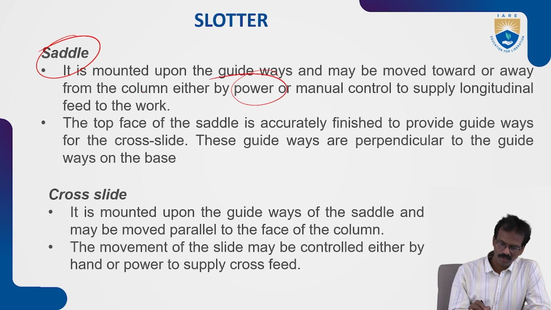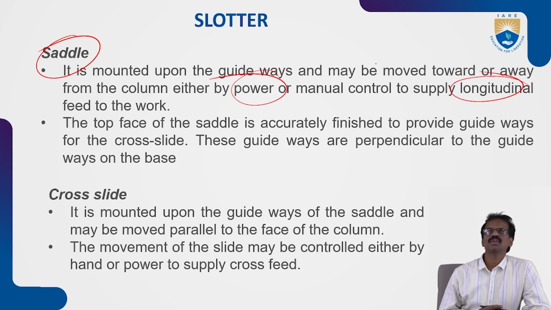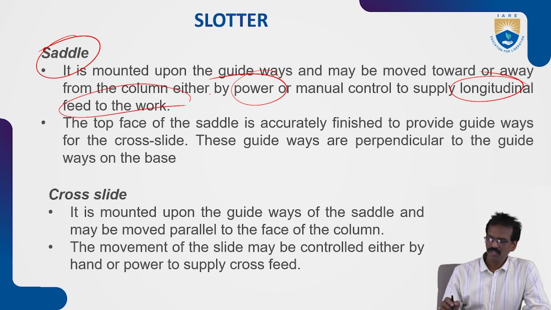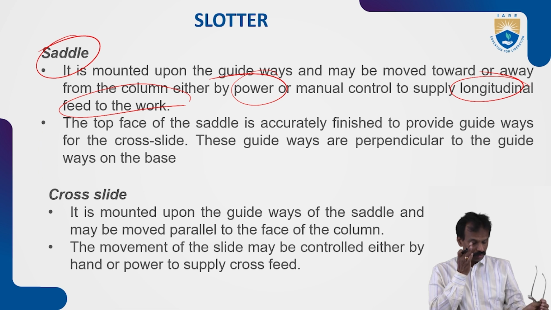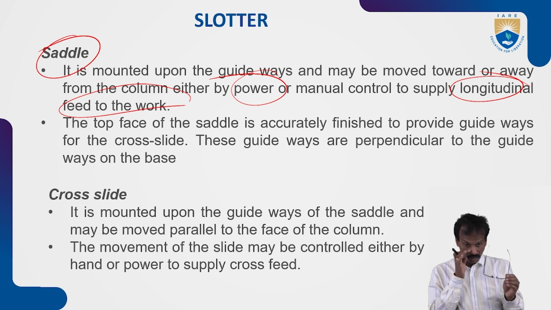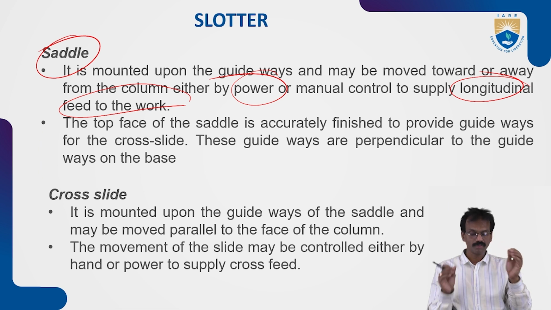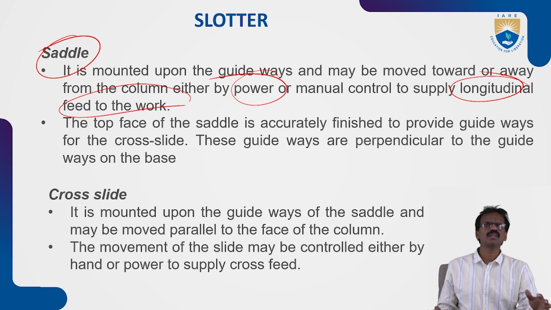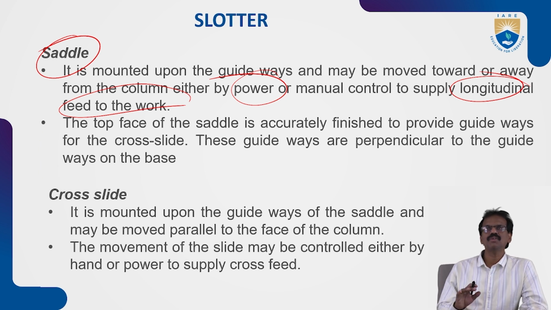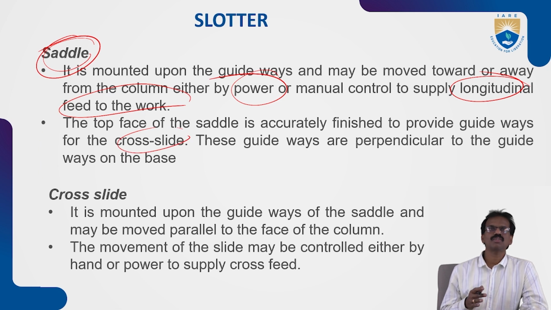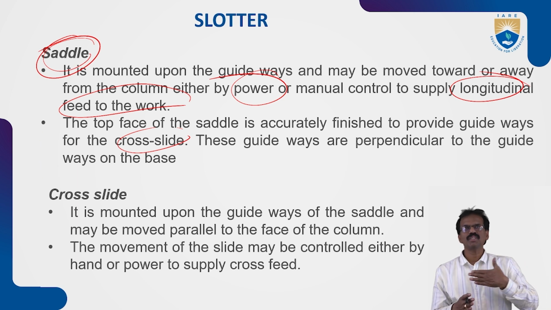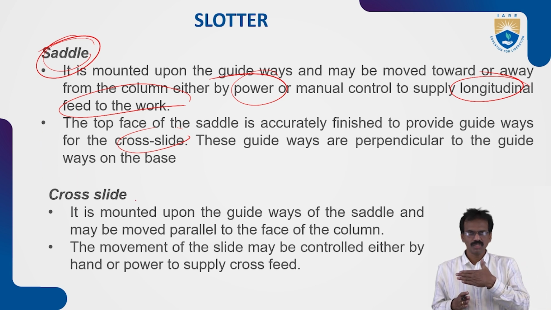either by power or manual control, to supply the longitudinal feed of the workpiece. So the saddle provides the longitudinal movement of the workpiece. Next, the top face of the saddle is accurately finished to provide the guideways. On the top of the saddle, the cross slide is placed, and the cross slide moves vertically. Just like the saddle movement is horizontal, the cross slide moves vertically.